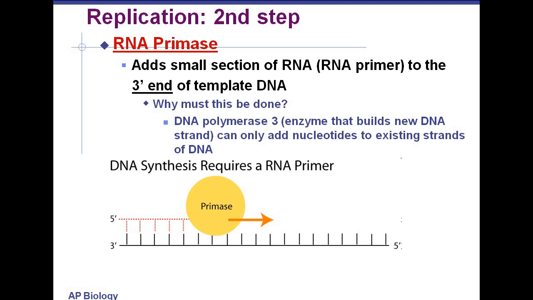And why must this be done? Because DNA polymerase 3, which is the enzyme that builds the new DNA strand, can only add nucleotides to an existing strand of DNA. So if we see the picture, this is the parent DNA and there is the requirement of the primase, which is also known as the RNA polymerase, which adds a small fragment of RNA for replication to start.